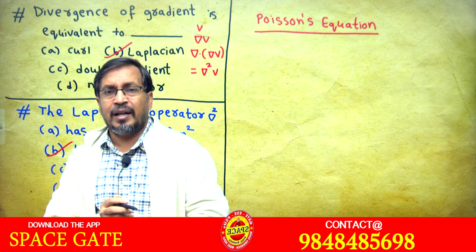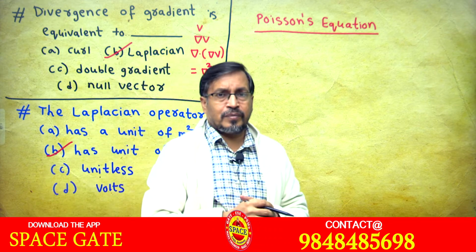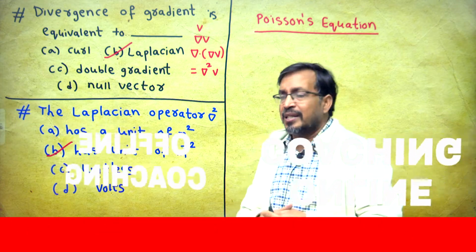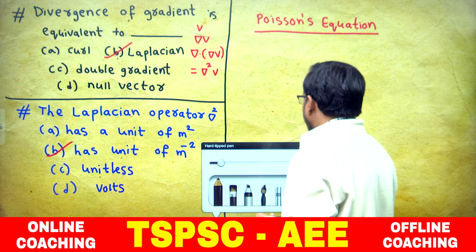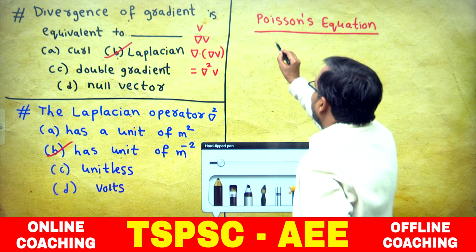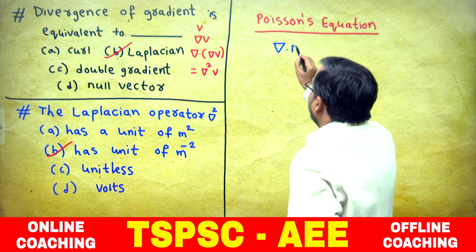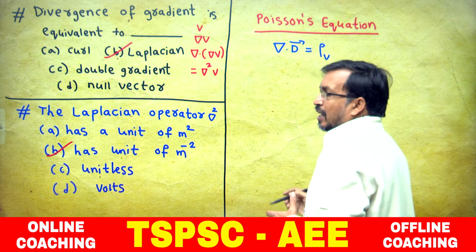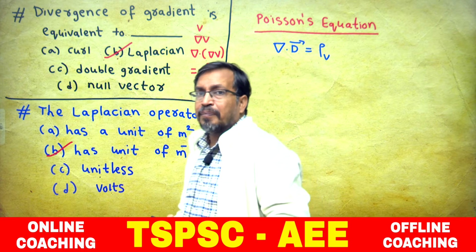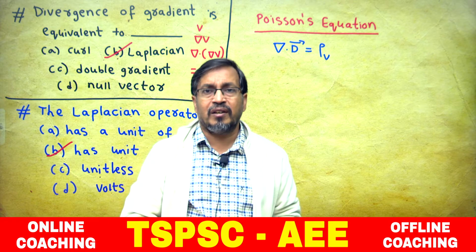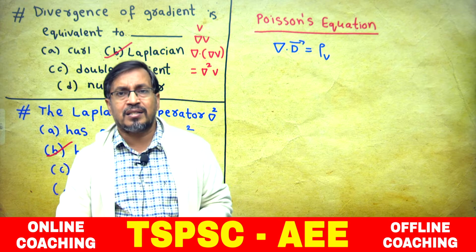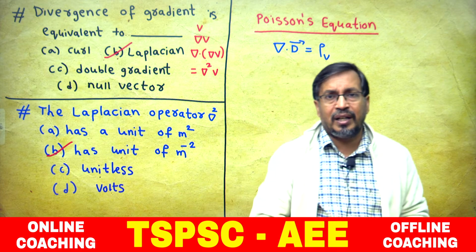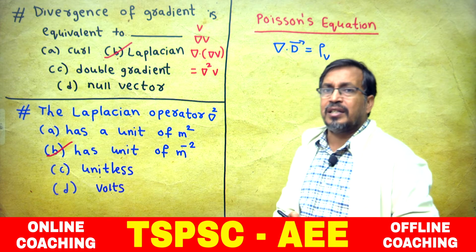See here, from Gauss theorem, we derived a Maxwell equation, that Maxwell equation in differential form, that is del dot D, divergence of D equals rho V. This equation is derived from Gauss law, and it is also known as Maxwell's first equation in differential form in electric field. Divergence of D equals rho V. What is D here? Electric flux density, and rho V is volume charge density.